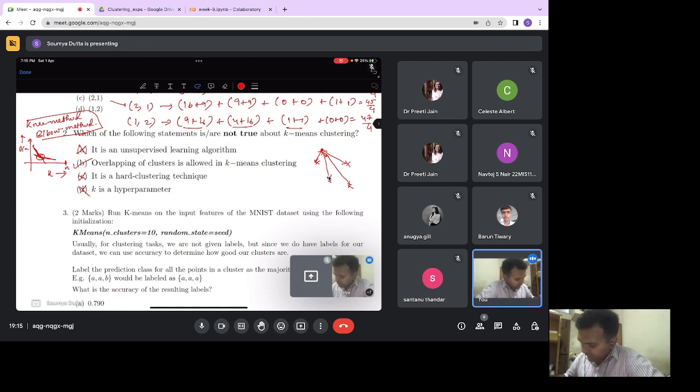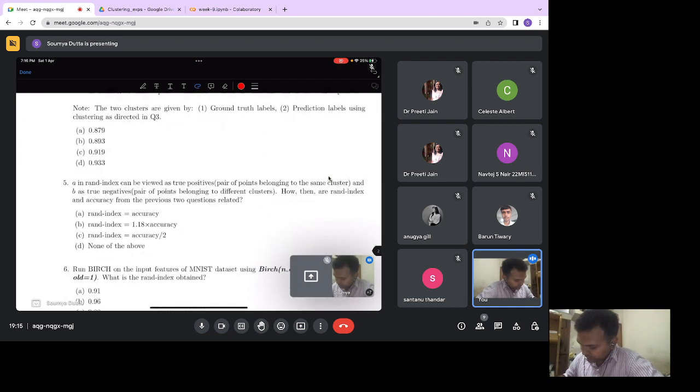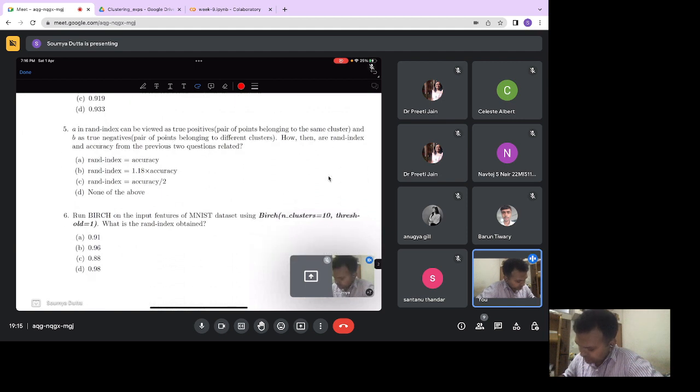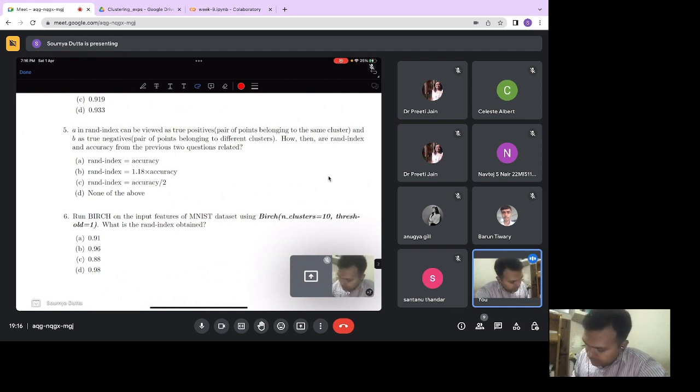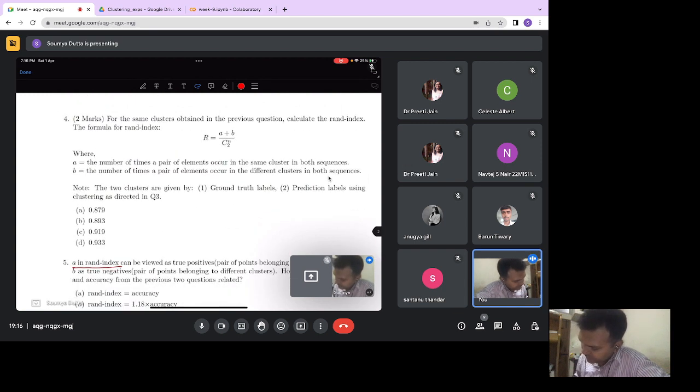Okay, then we have some programming questions. So 3 and 4 are all programming questions. And 6 is also a programming question, except for 5. So 5 is actually dependent on the previous 2 questions, but it is a much more general concept, and hence I will solve it here itself. So let's say A is RAND index. So what is RAND index? The formula for RAND index is defined in the previous question.